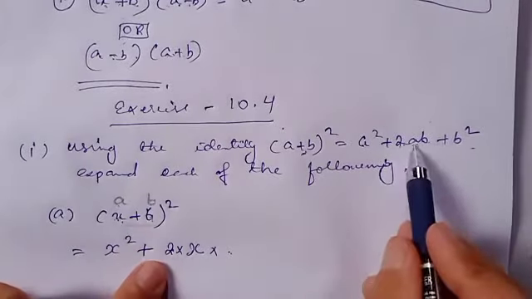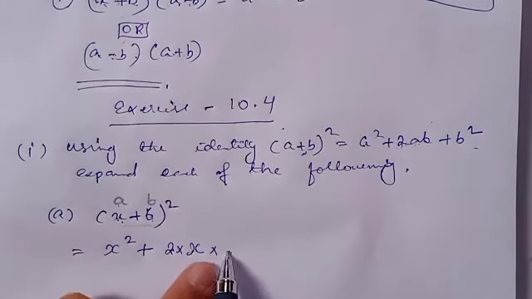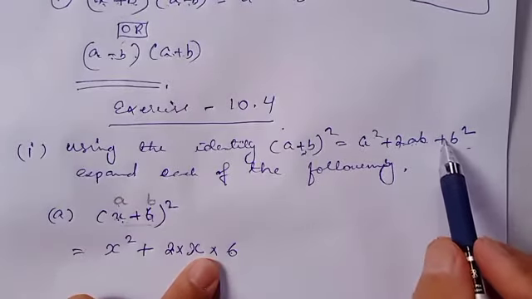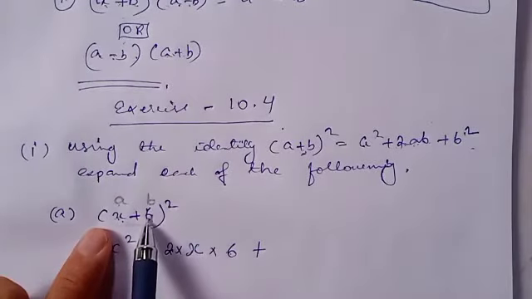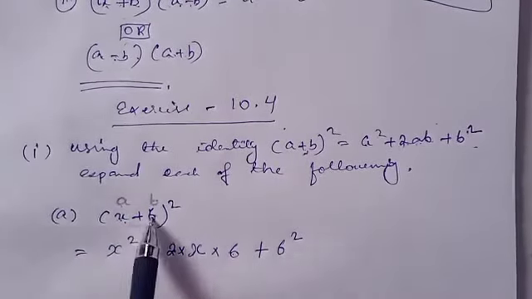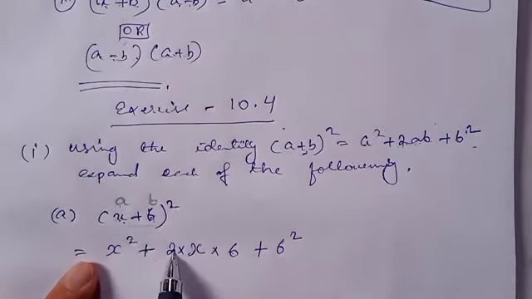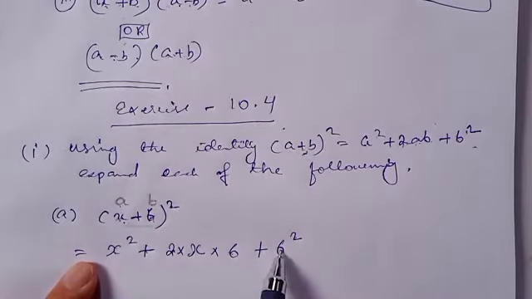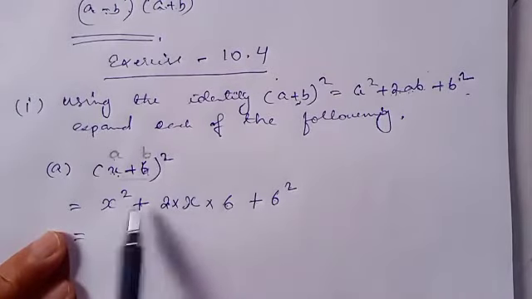Then 2ab, 2 into a already down. Again, we have to write b. Which one is b? B is 6, so you write 6. Then last one, plus b square. Which one is b here? B is 6, so you write 6 square. x plus 6 the whole square, or a plus b the whole square, formula is a square plus 2ab plus b square, by taking x as a, 6 as b. Any problem?